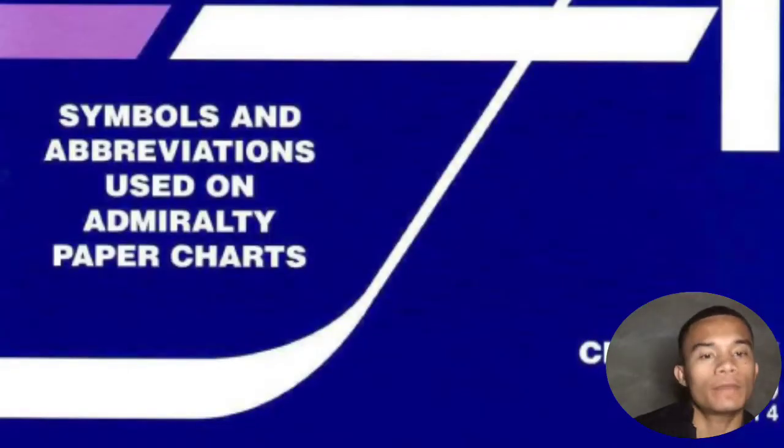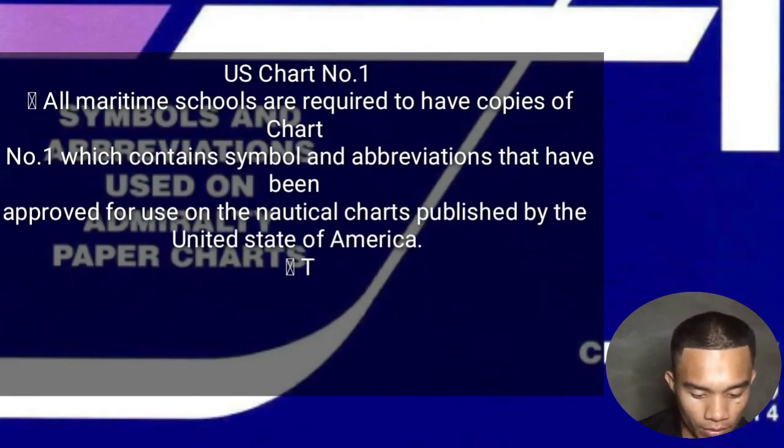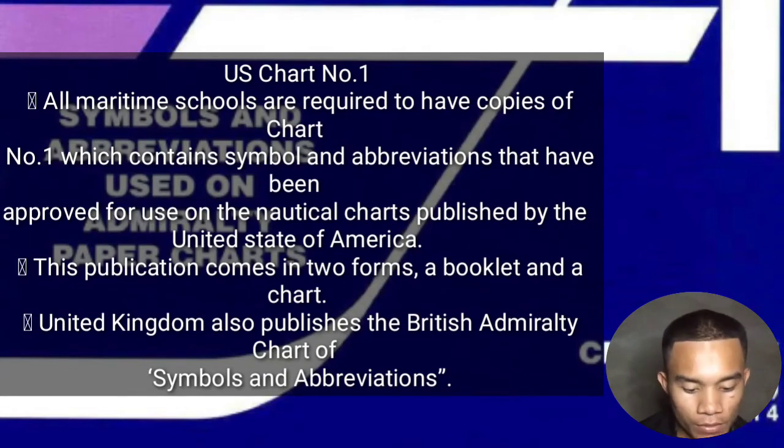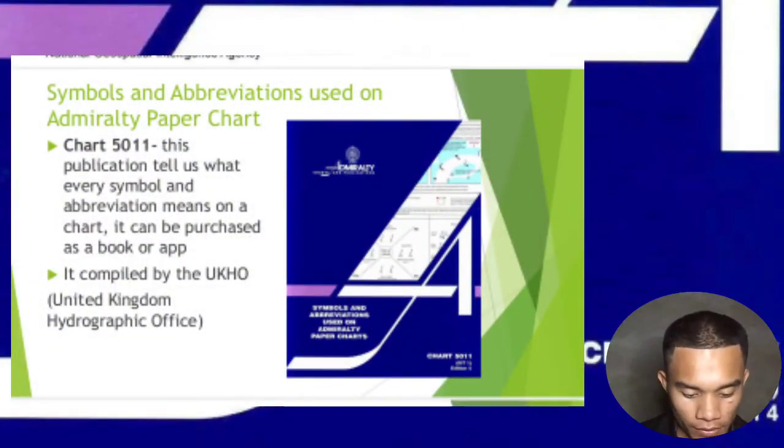Last topic is nautical publications, symbols, and abbreviations. US Chart Number 1. All maritime schools are required to have copies of Chart Number 1, which contains symbols and abbreviations that have been approved for use on nautical charts published by the United States of America. This publication comes in the form of a booklet. The United Kingdom also publishes the British Admiralty chart of symbols and abbreviations. US Chart Number 1: symbols, abbreviations, and terms used on paper and electronic navigation charts.